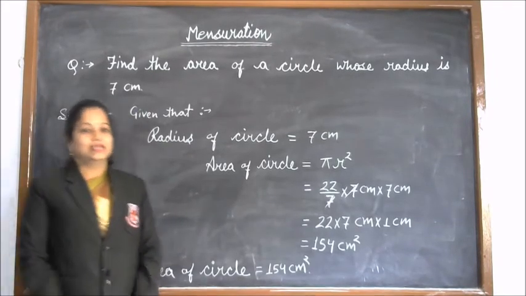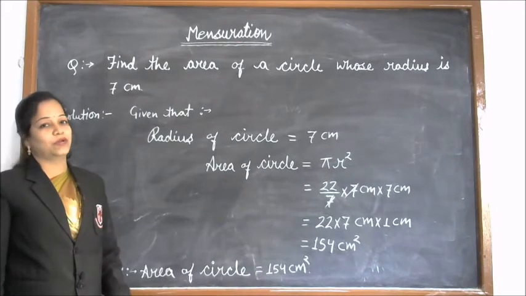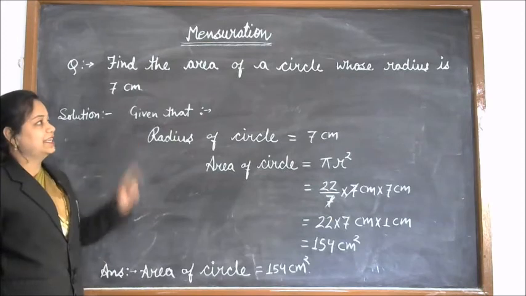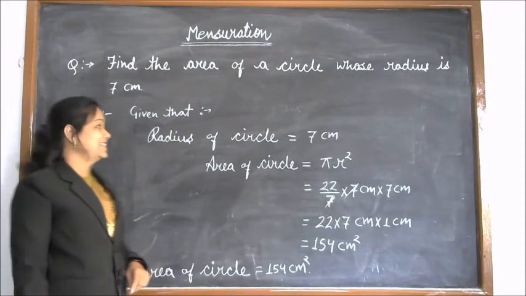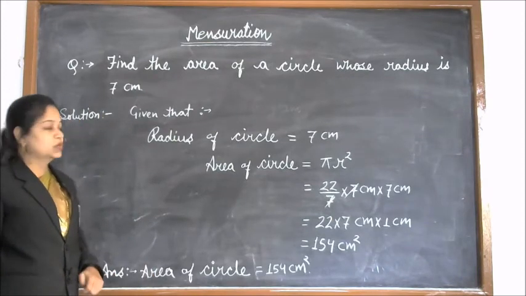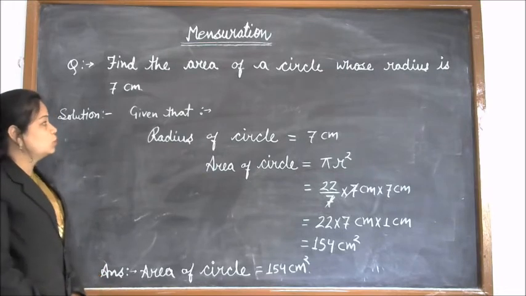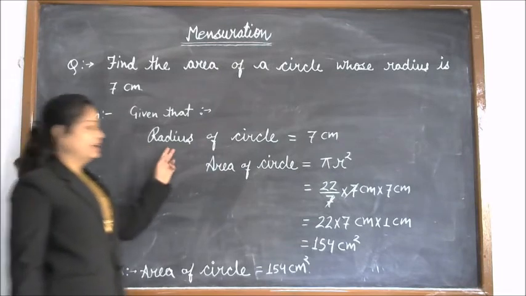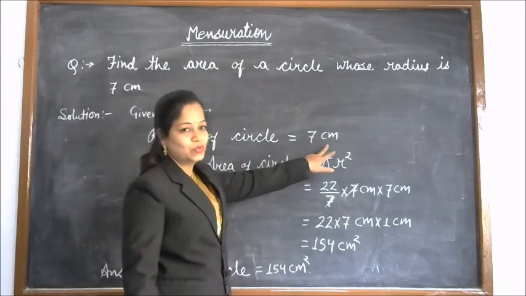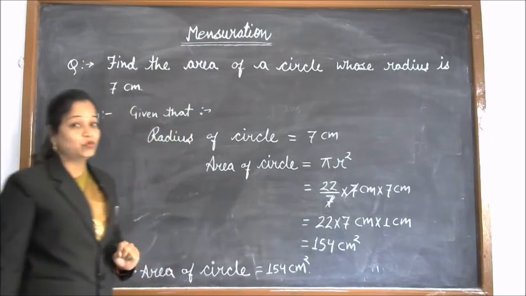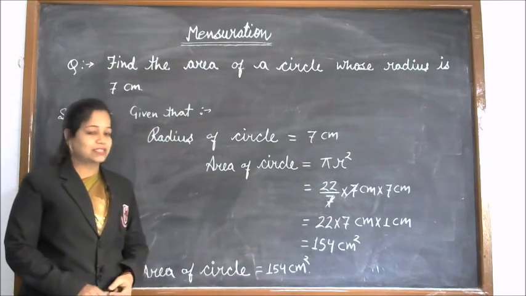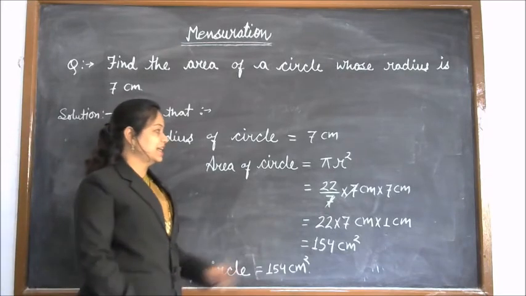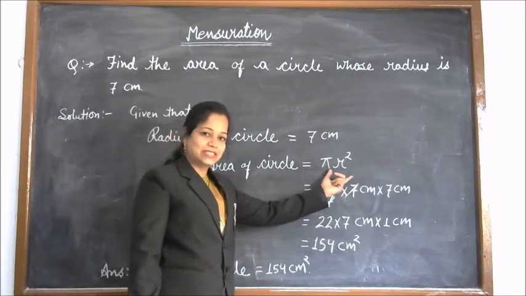So now students, we will learn how to calculate area of a circle. Our problem is find the area of a circle whose radius is 7 centimeter. So first of all, we have to write what is given to us in the problem. Given that radius of circle is equal to 7 centimeter. We have to calculate area of circle. What is the formula of area of circle? Yes, you are right. Area of circle is equal to pi r square.